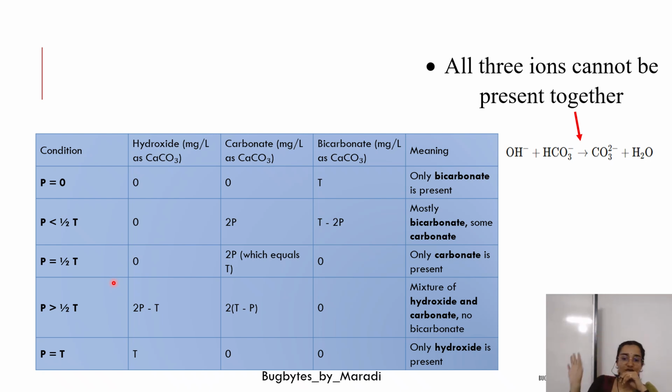That's why bicarbonates cannot be seen. Here, you should remember that all the three ions cannot be coexisting together in the water sample, right? So I have written the formula over here. If the water sample contains hydroxide and bicarbonate, they react with each other to form carbonate and water. So that's why all the three, especially hydroxide as well as bicarbonate, cannot be present or coexisting together. Okay, so we'll be discussing each case one by one.